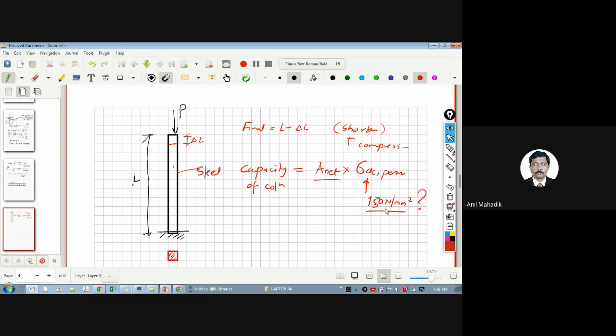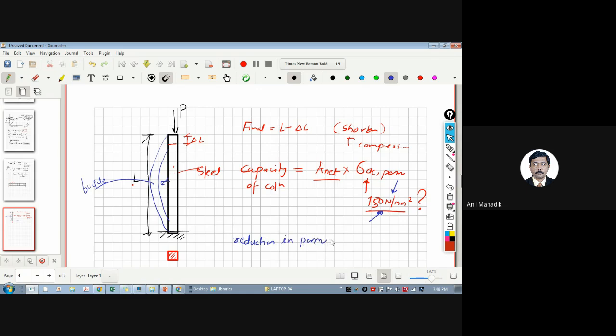We cannot take this permissible stress actually, because what happens in compression members, due to the loads, there is a possibility of buckling of the members. If you apply the force like this, at a certain point it may buckle. That means before reaching its full capacity, it will buckle. So I cannot take the full capacity. That means there is a reduction in the capacity, a reduction in permissible stress.